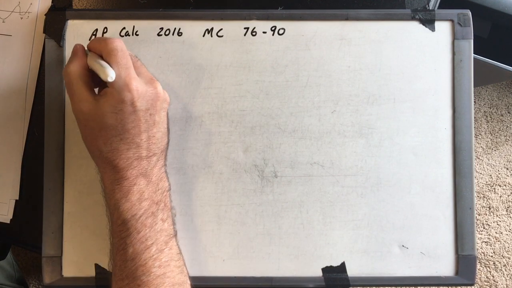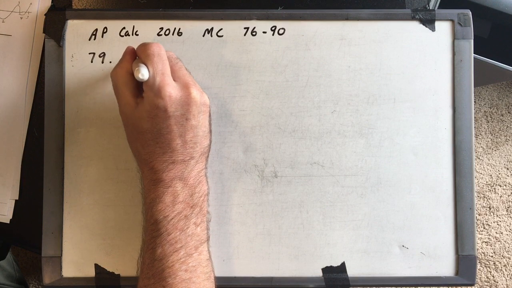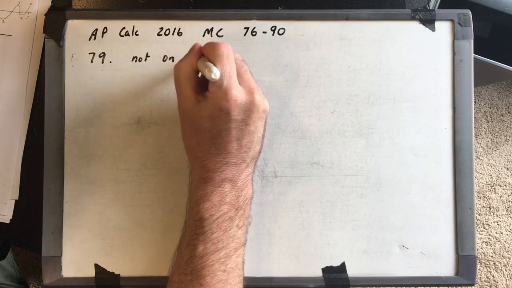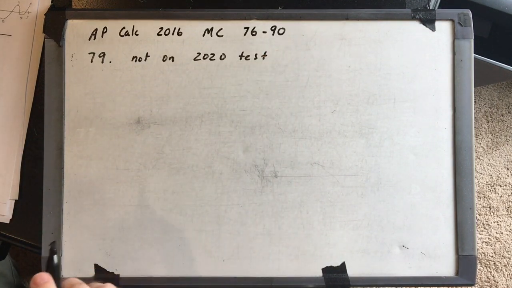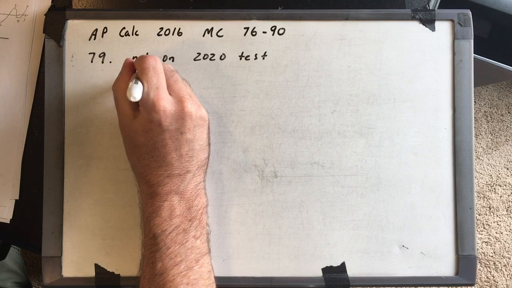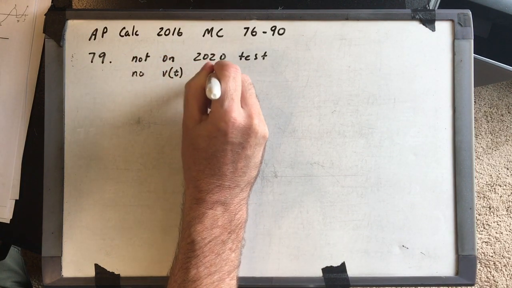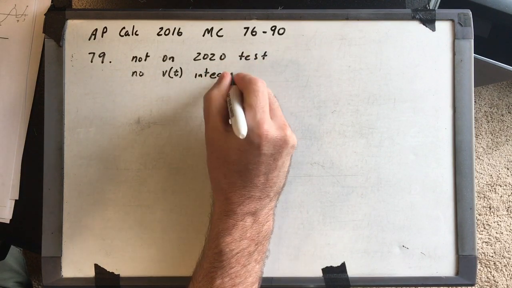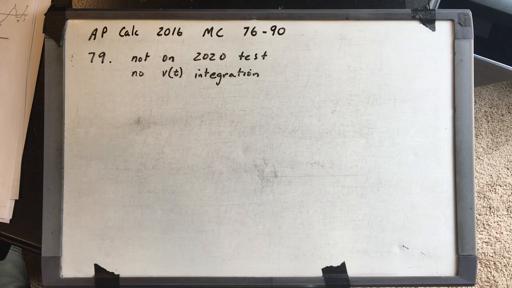$79. All right, 79, I'll tell you now, not on the 2020 test. The reason is that it is a velocity, acceleration, position type problem, but you are integrating v of t, only taking derivatives. But I'm still going to quickly tell you how to do it.